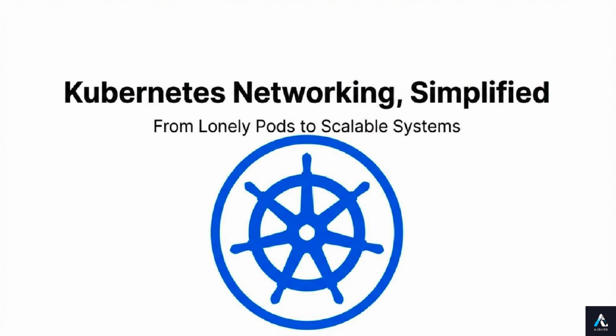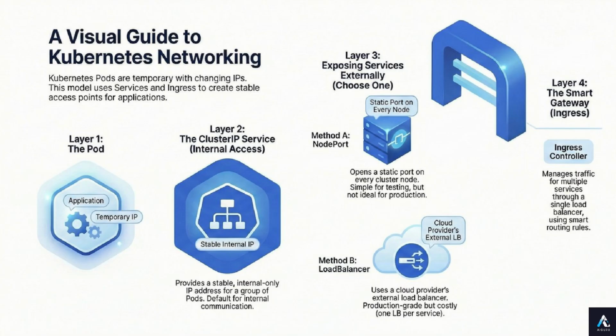Imagine deploying an app to Kubernetes and suddenly nothing can talk to anything. Pods are running, containers look healthy, but the whole system behaves as if every component is stranded on its own lonely island. Today we are fixing that. Because once you understand Kubernetes networking, services, ClusterIP, NodePort, LoadBalancer, and Ingress, the entire platform finally clicks into place.